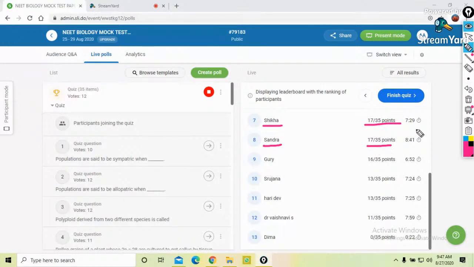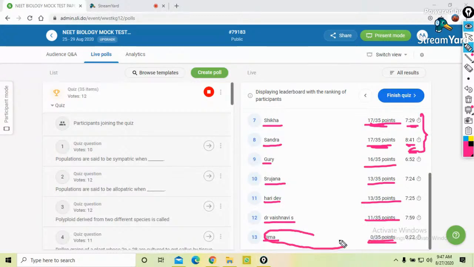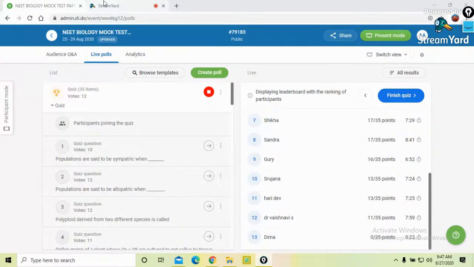Look at the time difference. Guys, this is exactly how the rank for your NEET examination also comes, just based on a small difference in the points. Small difference in the points. Guru 16 on 35, Srujana 13 on 35, Haridev 13 on 35, Dr. Vaishnavi S 11 on 35, Dima 0 on 35. I don't know why Dima scored very less marks, Dr. Dima Divakaran. Yes, let me check.